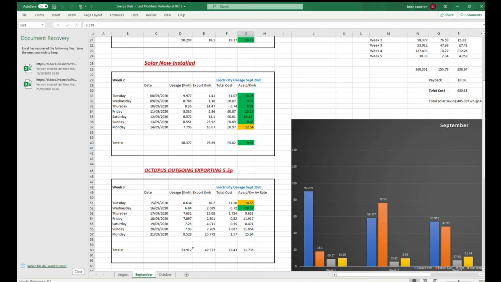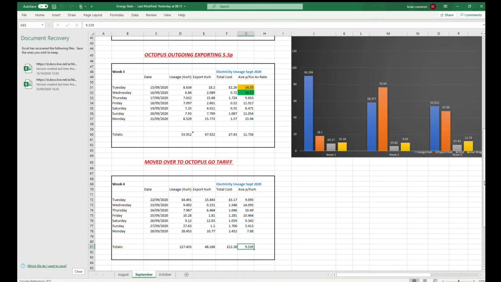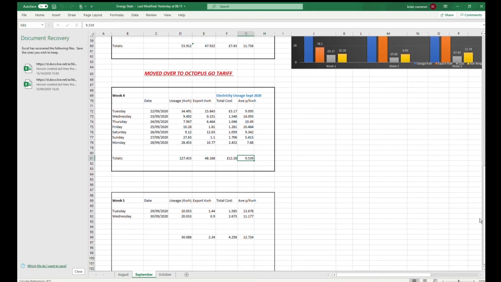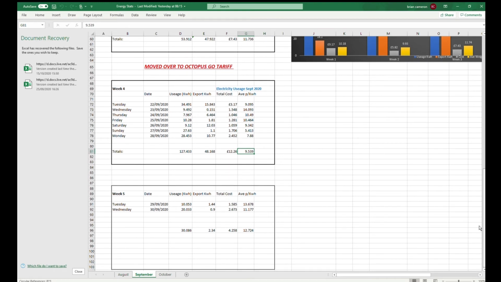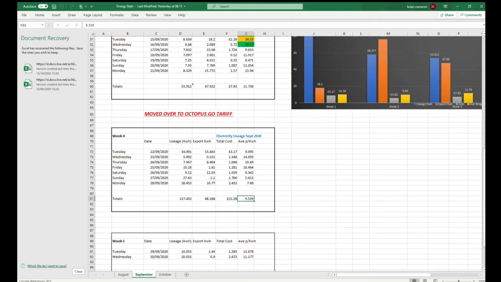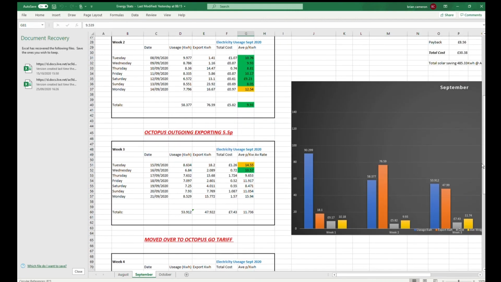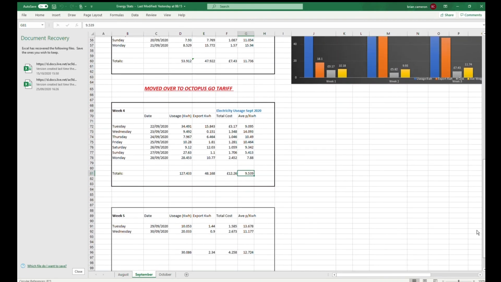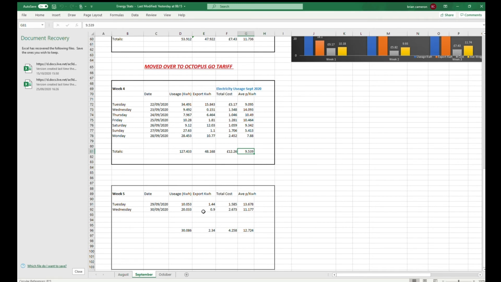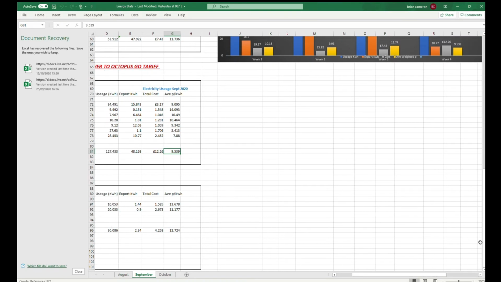So yeah, where are we? So we went all the way down here, 127 kilowatts, weighted 9.53, and yeah, that was an expensive end to the week here. 30 kilowatts on these 2 days, and 12.7. So there's only one week where our average hit over 12, and it's only for those couple of days. So we'll see into October in a minute as to just what the rest of that week looked like.